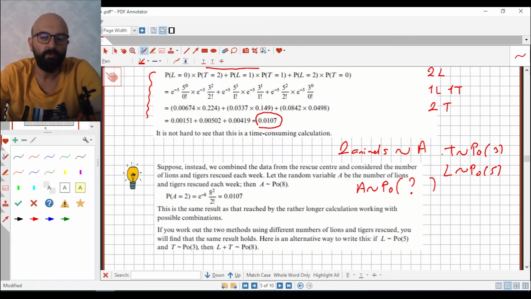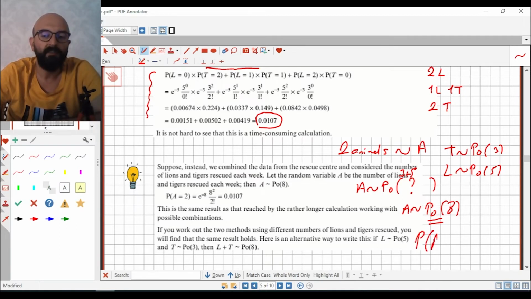We rescued 2 animals, neither tiger nor lion. So 3 plus 5, and the new Poisson distribution is 8. And we rescued 2 animals, and we want to find the probability of 2 animals.